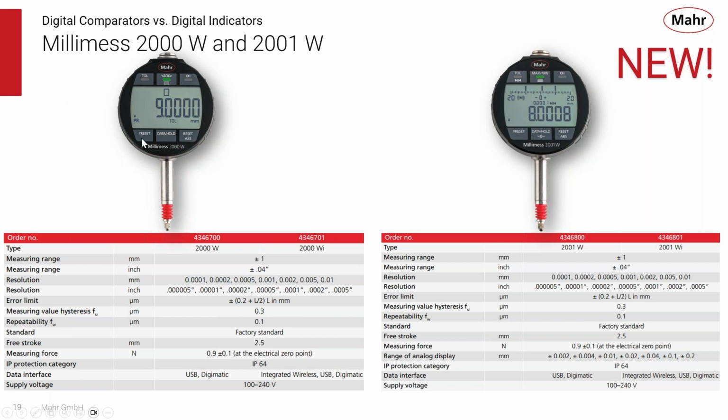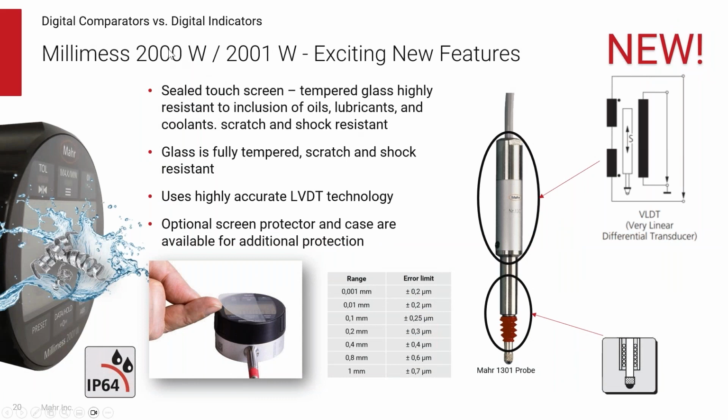But what really makes these comparators special is the screen. The Millimesh 2000 and 2001 have a touch screen based interface. You can see from this picture on the side here, there are no buttons. It is entirely touchscreen based, and that makes it much more resistant to the intrusion of oils and dirts and coolants and all that other sort of nasty stuff that makes precision measurement really hard.